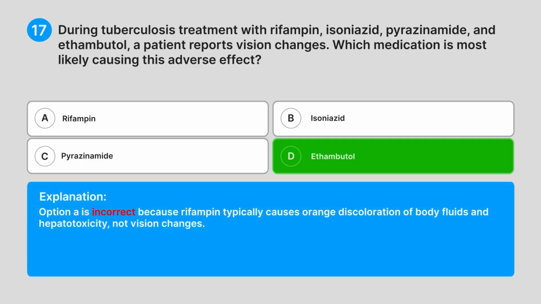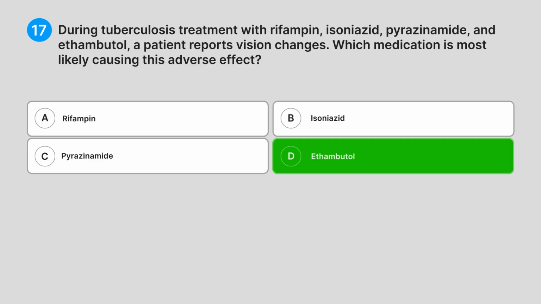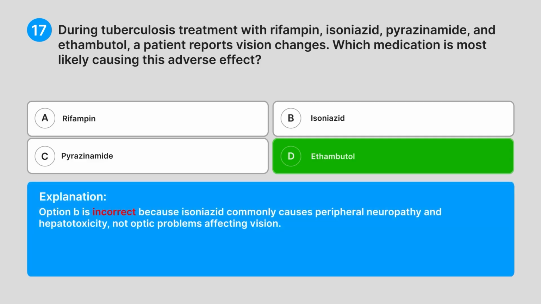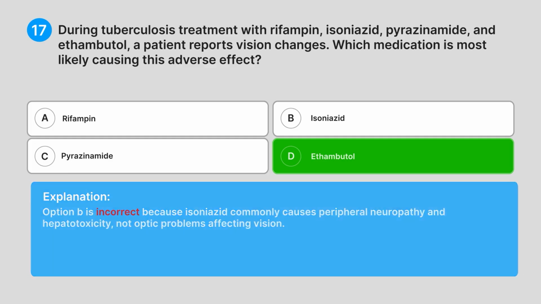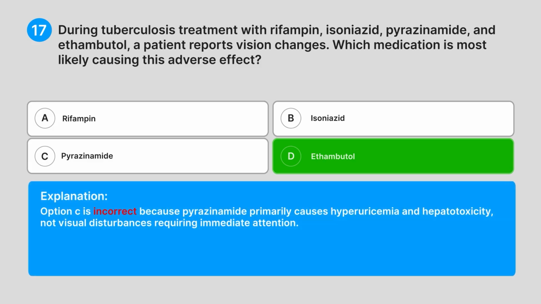Option A is incorrect because rifampin typically causes orange discoloration of body fluids and hepatotoxicity, not vision changes. Option B is incorrect because isoniazid commonly causes peripheral neuropathy and hepatotoxicity, not optic problems affecting vision. Option C is incorrect because pyrazinamide primarily causes hyperuricemia and hepatotoxicity, not visual disturbances requiring immediate attention.